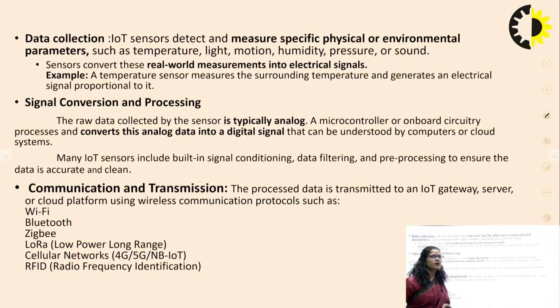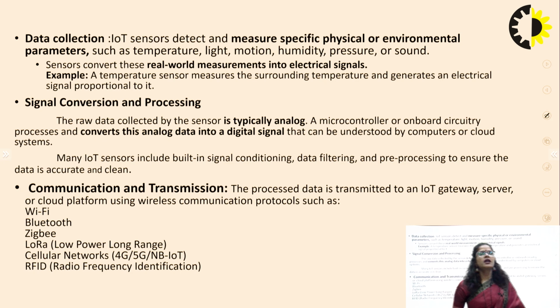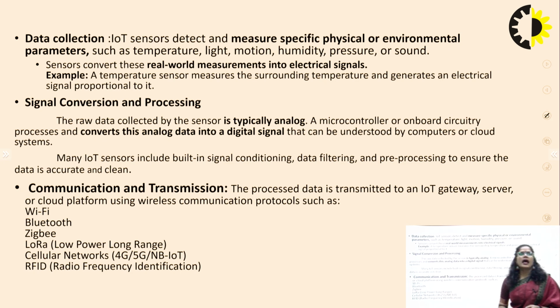So the first step is data collection. IoT sensors detect and measure specific physical environment parameters such as temperature, light, motion, humidity, pressure and sound. Basically real world information is in the form of analog, and it needs to be converted into digital, as I told you previously. For example, a temperature sensor measures the surrounding temperature and generates an electrical signal proportional to the collected information.